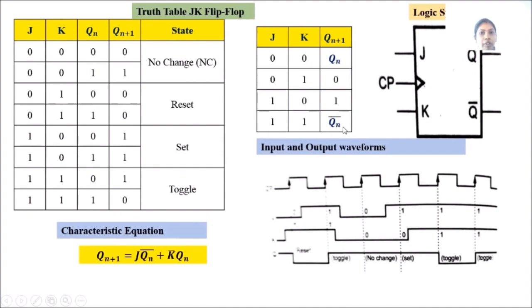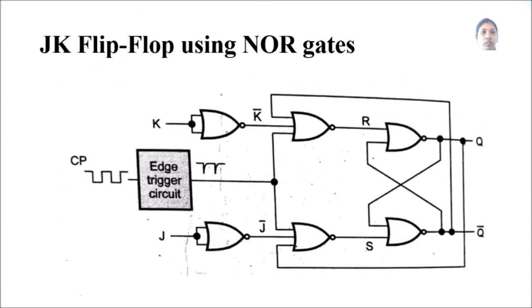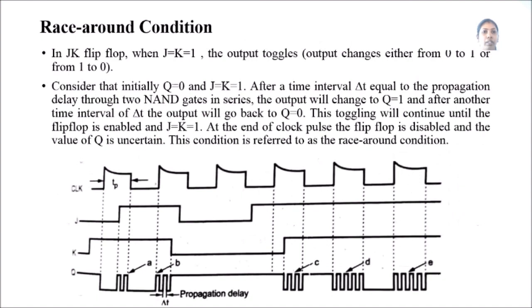So this is the simplified truth table for JK, and the characteristic equation is given as Qn plus 1 is equal to J Qn bar plus K bar Qn. This is obtained from the K-map. And the input output waveforms are drawn. Since it is marked as a positive edge, the flip-flop will respond only at the positive edges of the clock pulse. Then using NAND and NOR gates, the JK flip-flop is implemented.